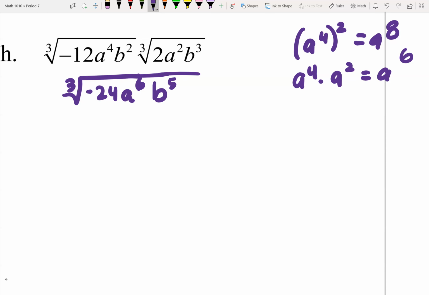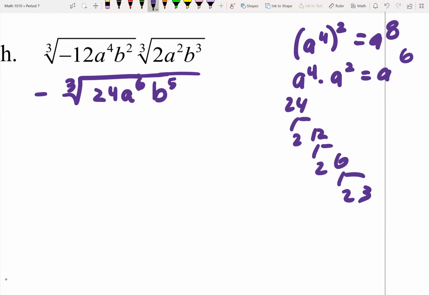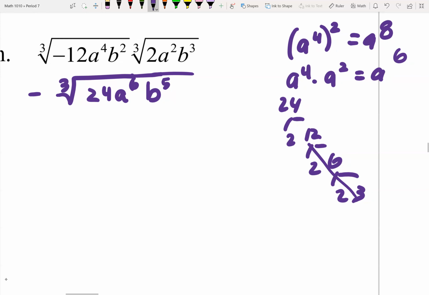Okay, am I done? No. What's the first thing I should do right now? Quick and easy. Pull out the negative. So let's take out that negative. Easy. Now let's take your 24 and break it down. So 24 is 2 times 12. 12 is 2 times 6. 6 is 2 times 3. Guys, this is a cubed root. So see those 3 2's come out as a single 2.